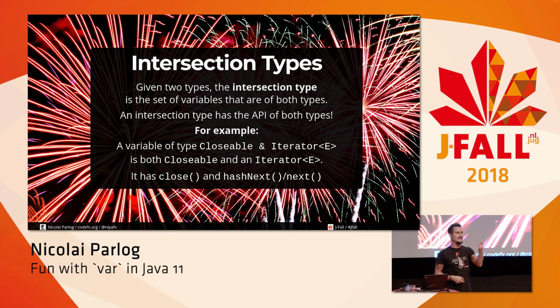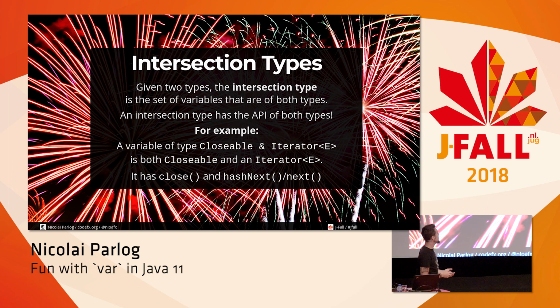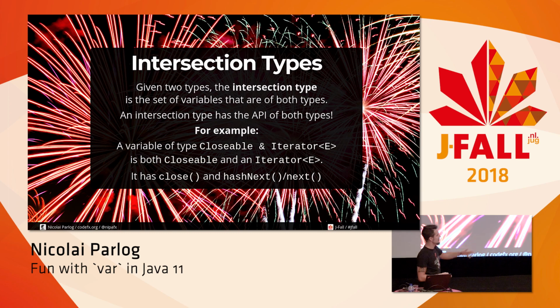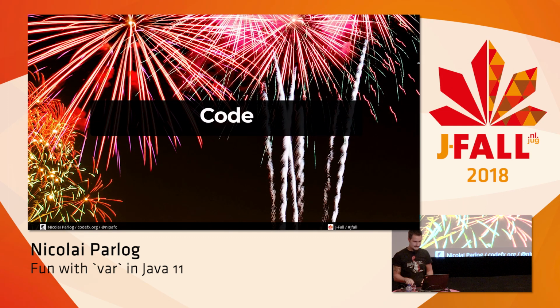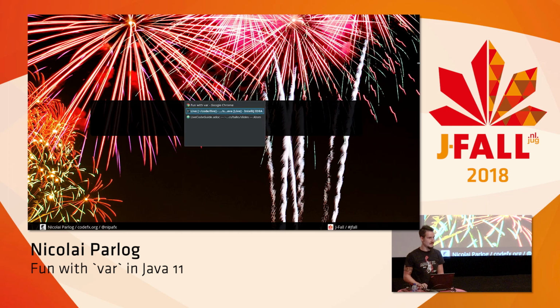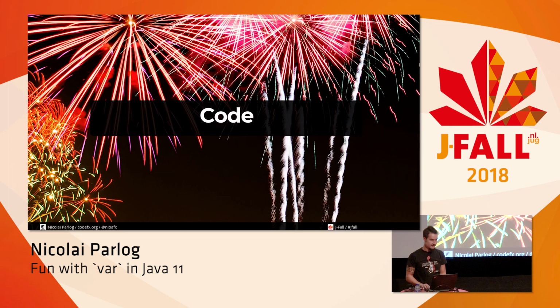So an intersection type has the API of both types, right? So closable iterator has the API of closable and iterator. You can call close on it, but you can also call next and hasNext. And this is the very simple diagram for that: all the things that are closable, all the things that are iterator, and that's the overlap. What we want to do now is define a type that matches exactly that overlap. So let's try to make that work.